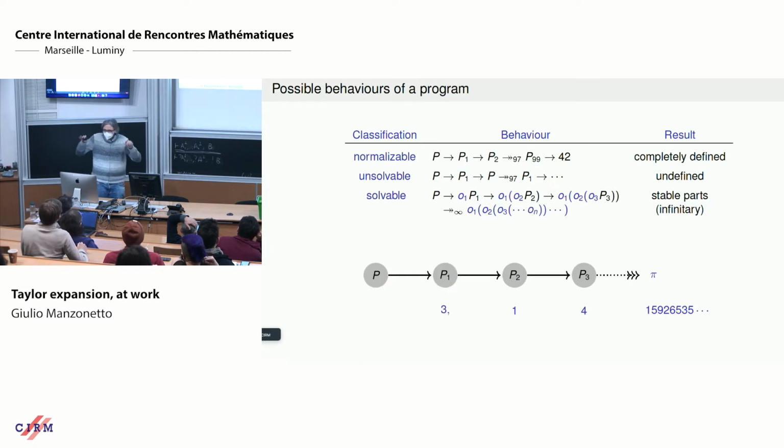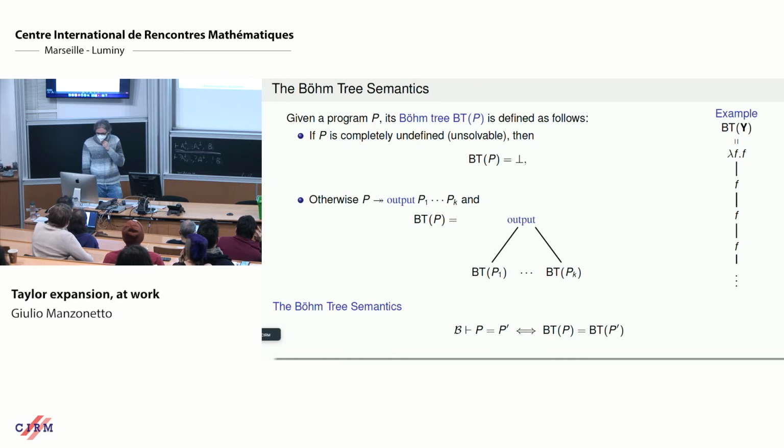But there is something in the middle. Namely, you can have a program that gives a finite portion of output, but then continues with a subprogram P1. And this P1 gives another stable portion of the output, but continues with a subprogram P2, and so on and so on. So one gets the whole output only if you push the computation to infinity. And this is called solvable.